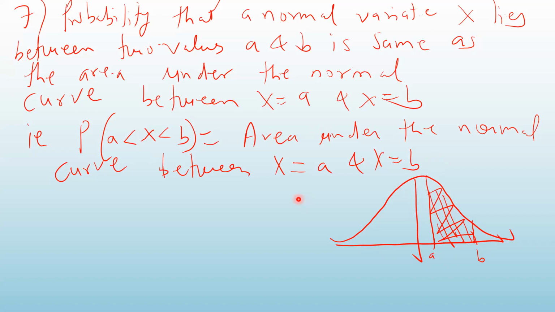Okay, it is not very easy to calculate the area. So for our convenience, the areas are already calculated and given in a tabular form. That table is called a normal table. If you have the book, at the end of the book you can see the normal table, like how you have the log table.